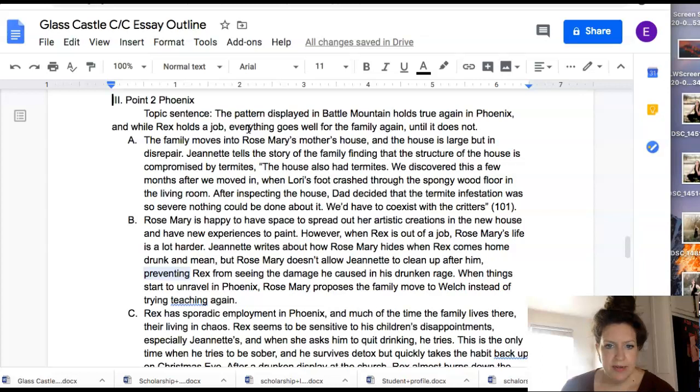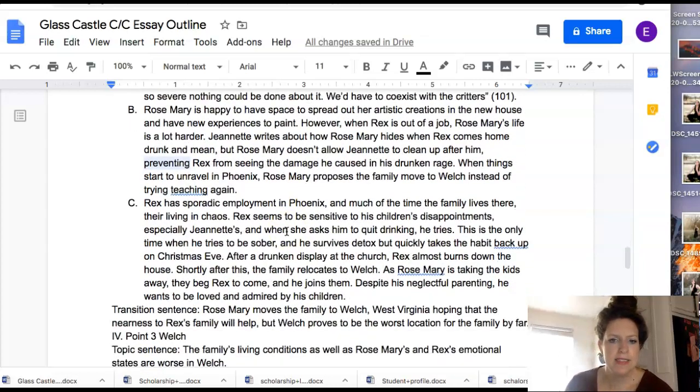Then we talk about Rosemary, right? She's largely happy here. She has places to paint and spread out all of her art supplies and things like that. Something that does happen special in Phoenix is Rex tries to give up drinking. So he goes through the whole detox, and Rosemary kind of walks the family through there. And then when things start to unravel here, instead of taking up a teaching job, she encourages the family to move back to Welch, Rex's home. So we talk about that.